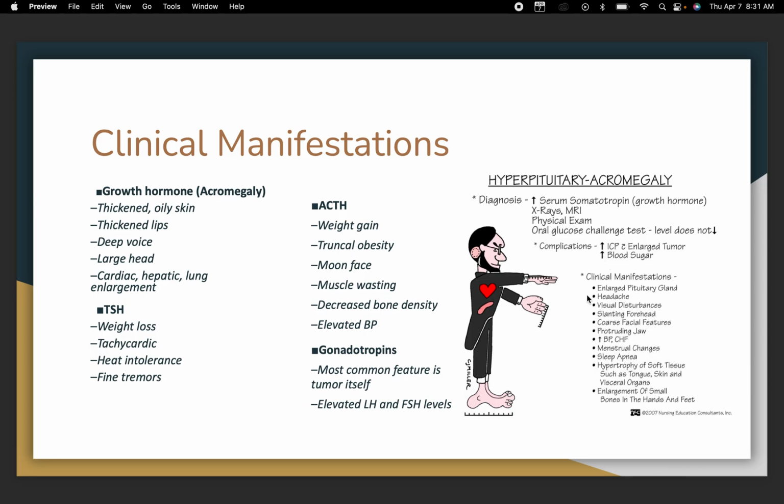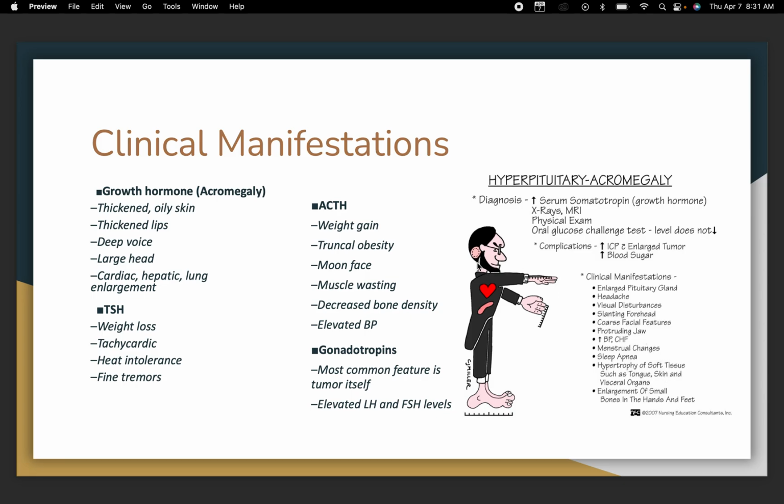And so this list of clinical manifestations is actually really useful because you can look at this, so an enlarged pituitary gland, of course, but they're going to have headache, visual disturbances. He has glasses on, slanting forehead. He has a slanting forehead.